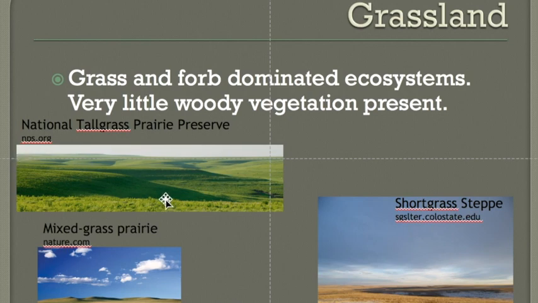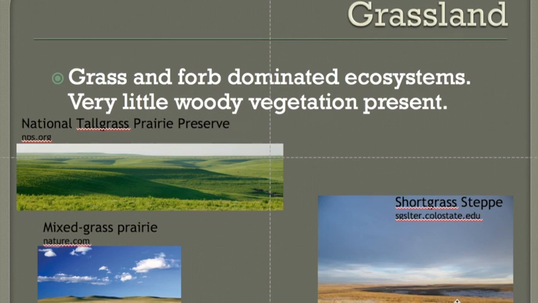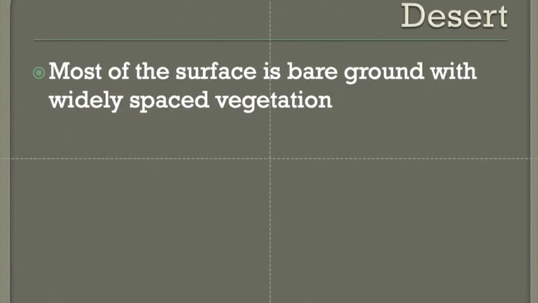This is the tallgrass prairie in Kansas. This is the mixed grass prairie. This picture was taken up in Montana. And then we have the shortgrass steppe. This is a picture taken from about 45 minutes east of Fort Collins. So just some different types of grassland, temperate grasslands there. And that's all we'll have to know for that.